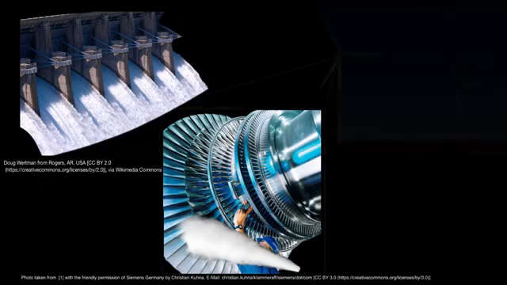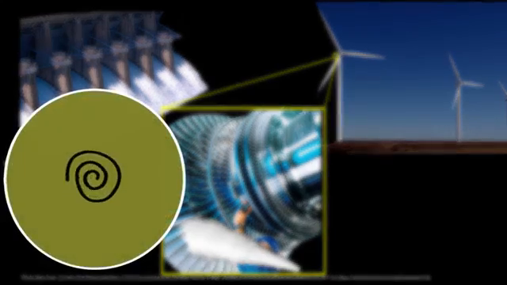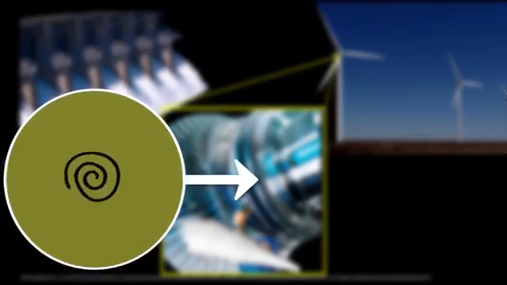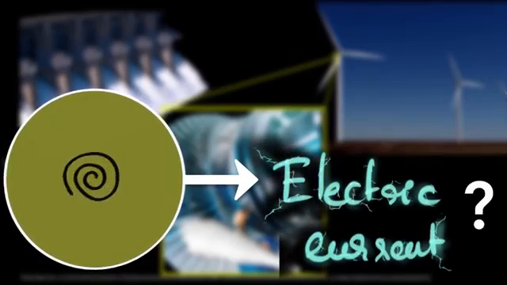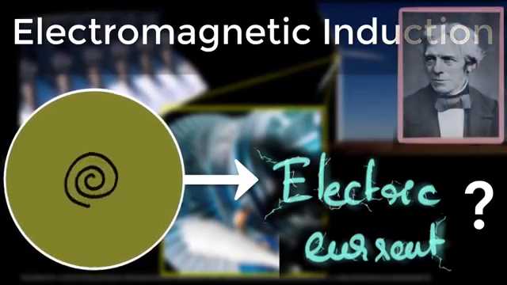Or another example could be we fit these inside giant windmills and let the wind do the work for us. Whichever way you choose, all we do is spin a giant turbine. But how does turning something create electricity? Well, the technology is based on electromagnetic induction, discovered by Michael Faraday more than 200 years ago.